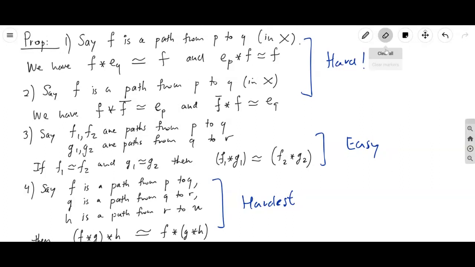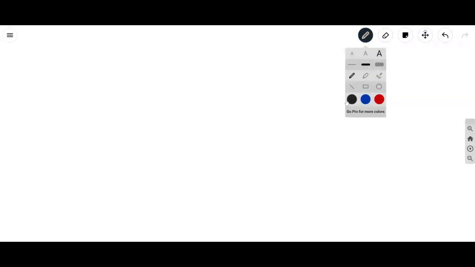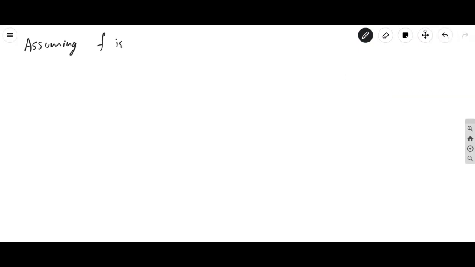So let's look at 1. What are we trying to show? What are we assuming? We're assuming F is a path from P to Q. There are actually two things that we want to show, depending on whether you juxtapose with the constant path on the left or on the right. So let's do it like this. Let's show that if we juxtapose with the constant path on the right, then that would be homotopic with F. Okay, that's what we want to show.